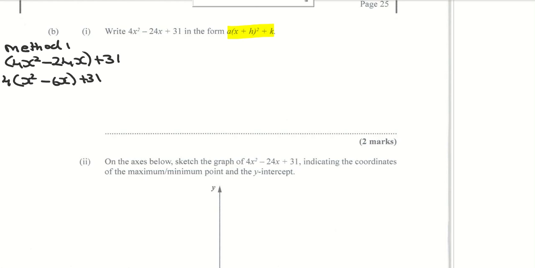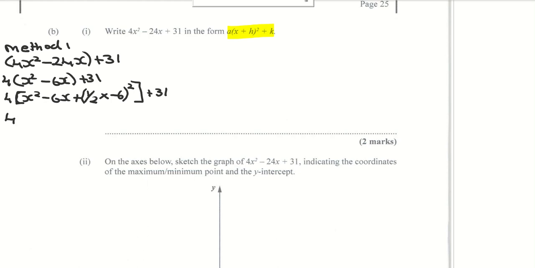Your next step after this is, pay attention to the step: 4 open bracket, no, let's put square bracket, x squared minus 6x, and this is the part where you are going to add a half open bracket, a half the coefficient of x. What is the coefficient of x? Minus 6. So a half multiplied by minus 6 close bracket squared, then you're going to close the bracket plus 31.